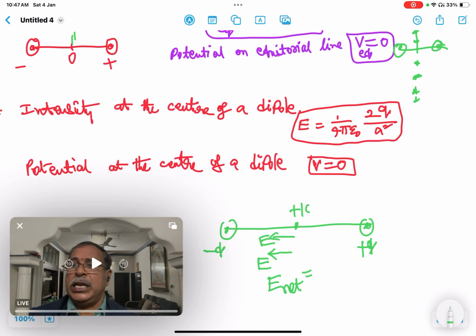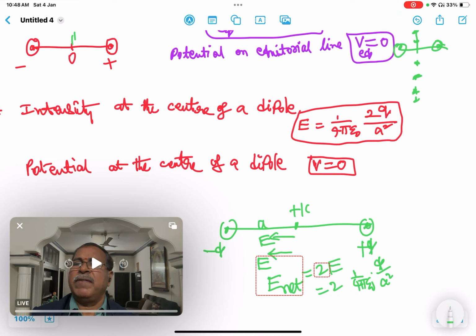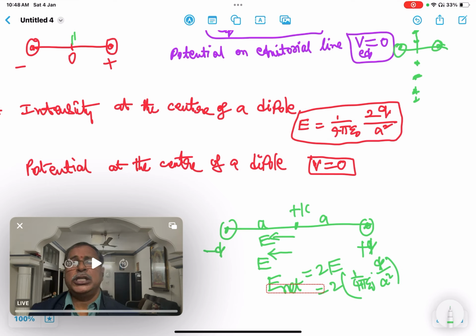So E net is equal to 2 times E. E value is 1 by 4 pi epsilon naught into Q divided by A square, because the distance is A. So the formula is 2 into 1 by 4 pi epsilon naught Q by A square. And potential on the equatorial line at any point is 0.